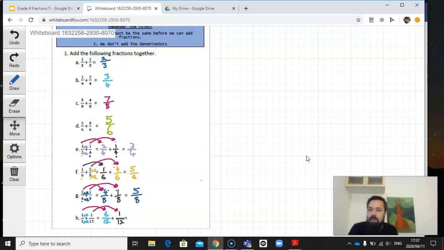Now that I have got the same denominator, it's easy to add. 6 plus 1 is 7, and there's my final answer. I hope that you didn't have too much difficulty with that. But if you did, I would suggest you just go and practice again. Just remember those rules. You've got to make sure the denominators are the same before you add, and then you should be good. And just don't add the denominators when you do your answer.